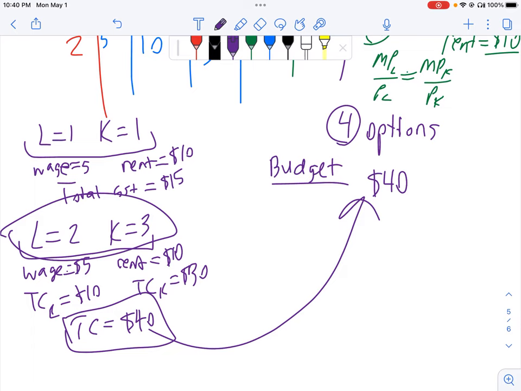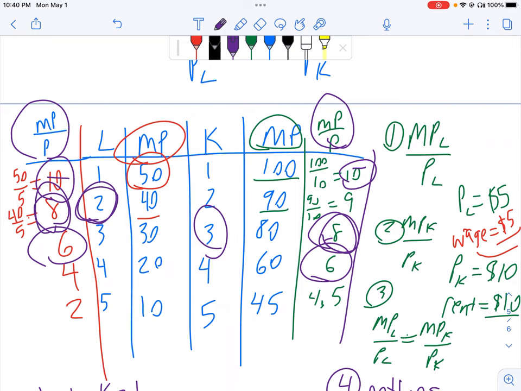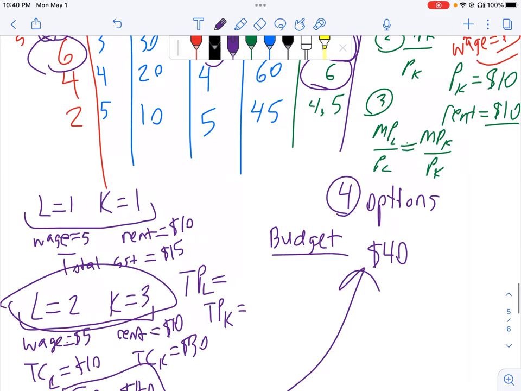Now, what is my total product if I'm hiring 2 labor and 3 capital? Well, my total product from labor is what? Let's take a look at it. If I hire 2 labor, what does the first person make? The first person makes me 50 marginal product. What does the second person make? The second person makes 40. So if I hire 2 people, the total product is 90, which is 50 and 40.